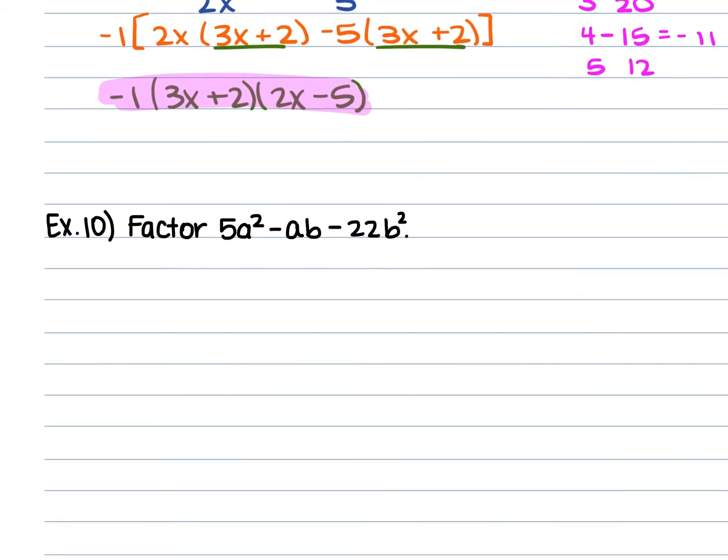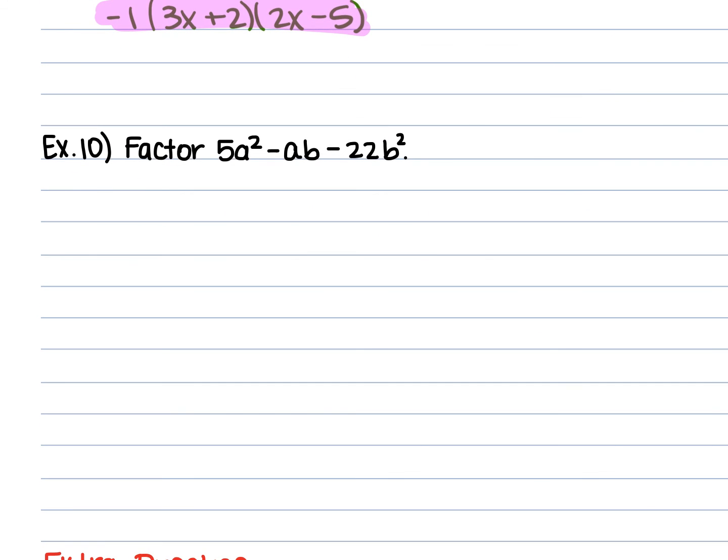For our last example, we have 5a squared minus ab minus 22b squared. For this one, we do have something that looks a little different than the last questions we've been doing. It's because we have an a and a b. With this, we're going to treat it the same exact way that we did the other. The only difference is we are going to include the a and the b when we do this.